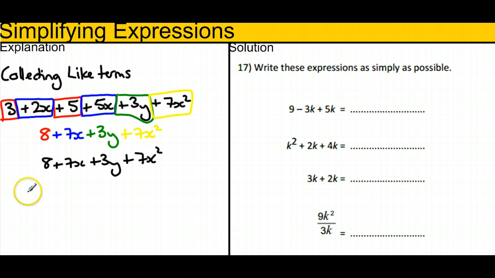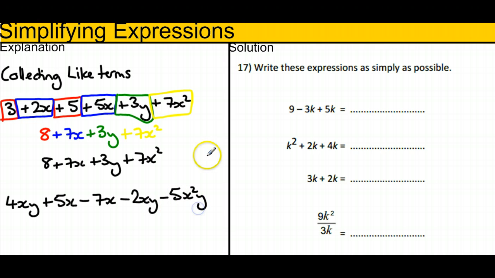Just before I go into the questions on the right hand side, it's worth seeing a few other examples where we've got a few more negatives. So once again, let's collect together like terms. So the first one we've got is 4xy, 4 times x times y. The only other term that's got the same sets of letters is this one. So we've got 4xy minus 2xy. That's going to just leave us with 2xy.